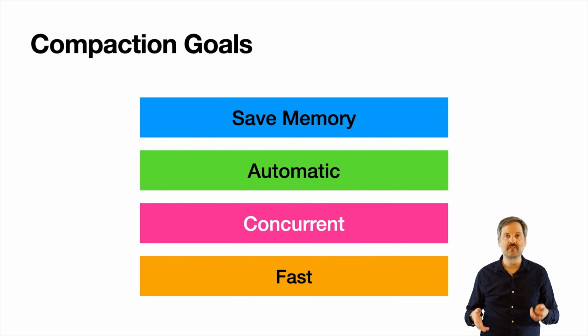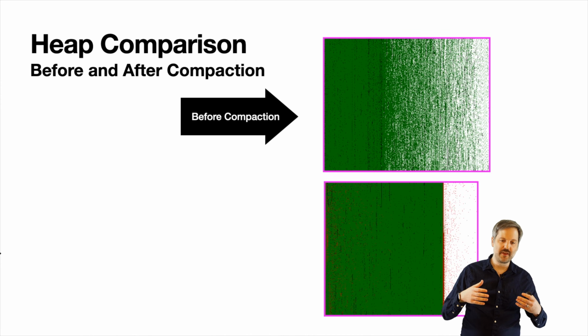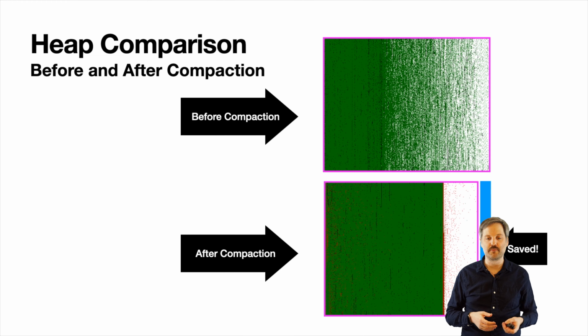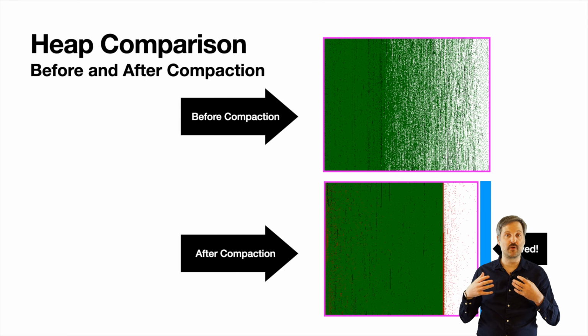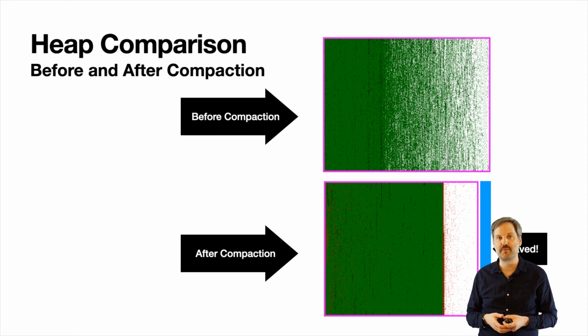So I want to discuss each of these goals one at a time. First, let's talk about saving memory. Here we can see what the heap looks like before and after compaction. The number of objects are the same, but after compaction, the heap is actually more narrow, meaning that we use less memory. And since objects are packed together more closely, it means that we get better copy on write performance.